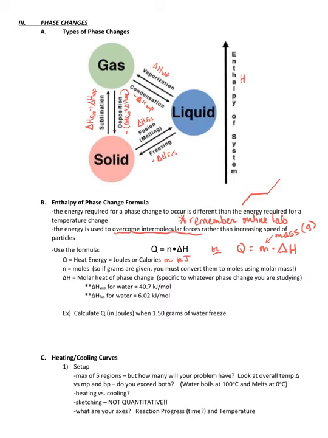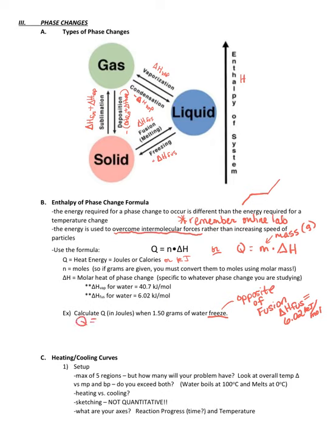So we're going to do a sample problem here. Calculate Q when 1.50 grams of water freeze. So the first thing you need to look at is what phase change that is. Freezing is the opposite of fusion. So the delta H of fusion is 6.02 kilojoules per mole. So keep that in mind.